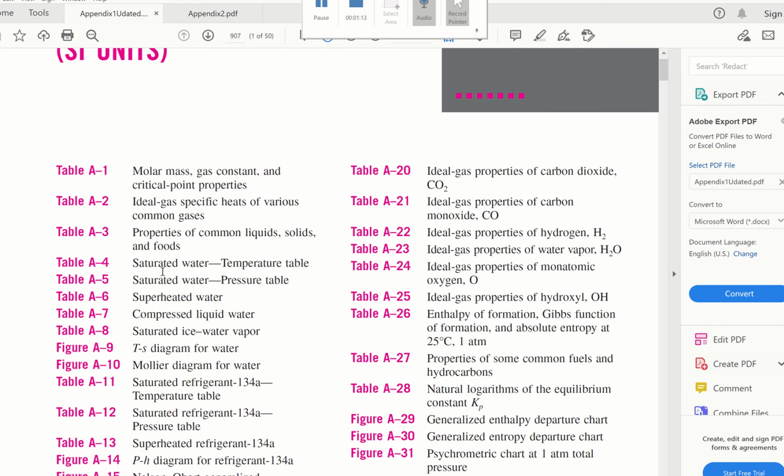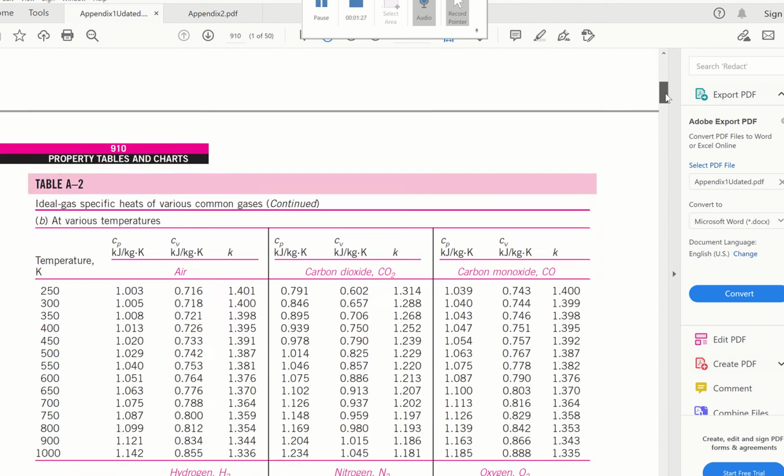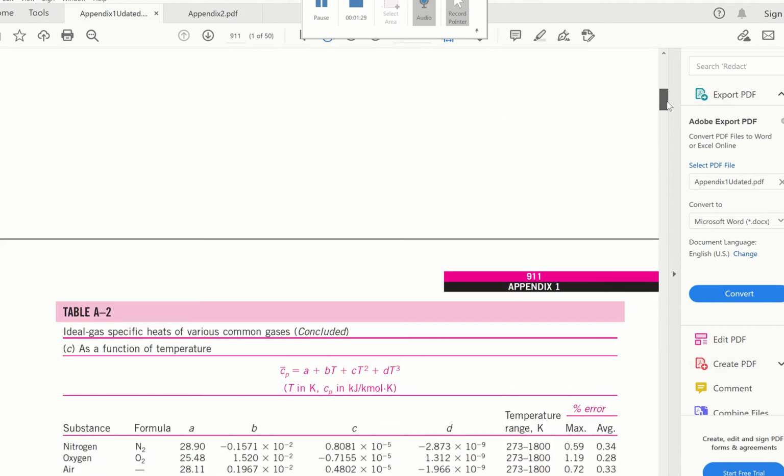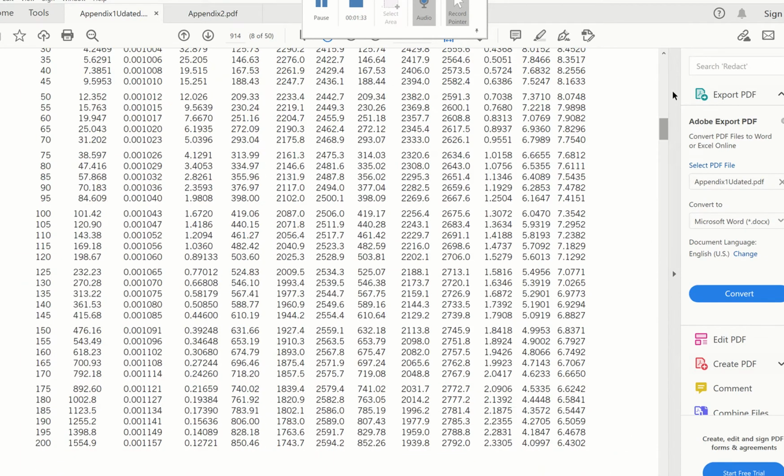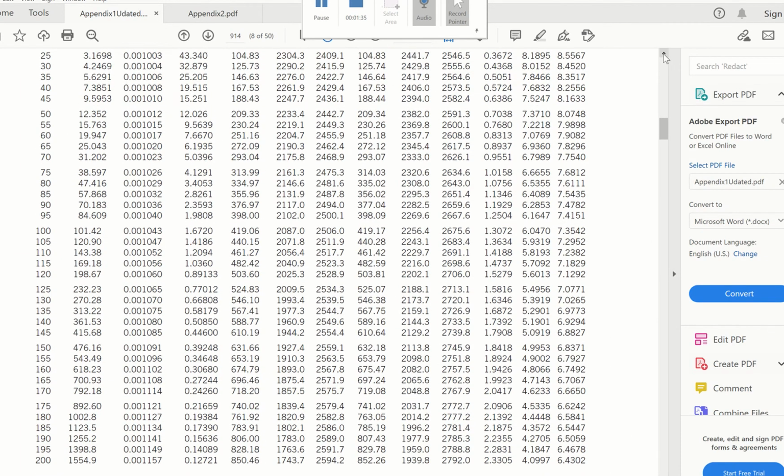Table A4 is the saturated water temperature table. Table A5 is also saturated water, but it's the pressure table. Table A6 is superheated, and table A7 is compressed liquid. Now let's look at one. Let's go to table A4, for example. All right, I'm at table A4.